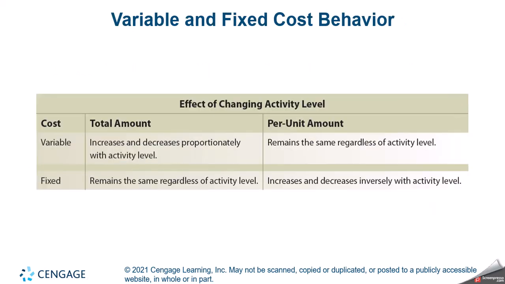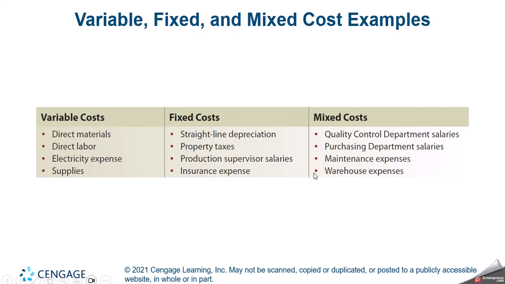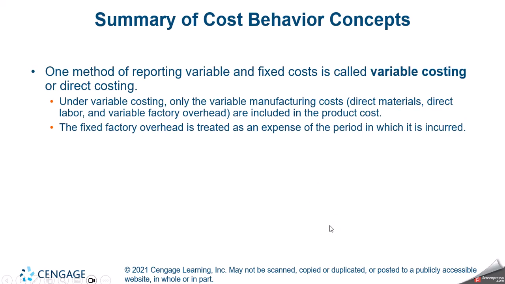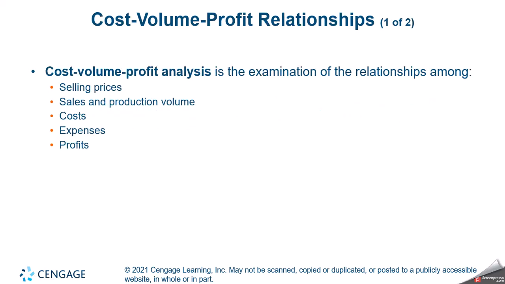So then our variable and fixed cost behavior, our variable increases or decreases with our activity level in total. Our fixed remains constant in total, but the per unit of the variable remains constant, and the per unit of the fixed increases or decreases with the activity level. So again, they give you examples of each one. And then a summary of the concepts.